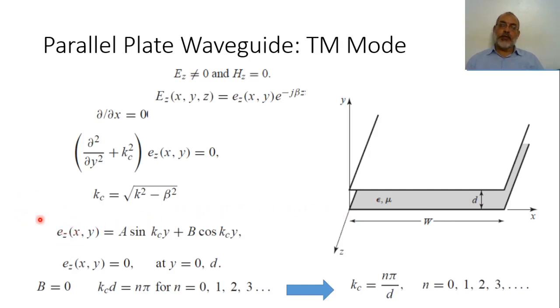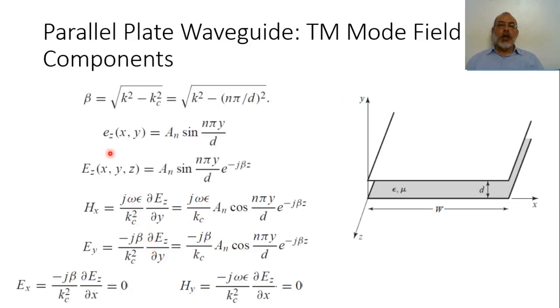So Ez in this case is magnitude A multiplied by sine(nπy/d), where nπ/d is kc. Now the propagation constant beta equals the square root of k squared minus kc squared. K squared depends on the operating frequency: k squared is omega squared mu epsilon, and omega is 2πf. So k squared depends on the operating frequency, and kc depends on the value of n.